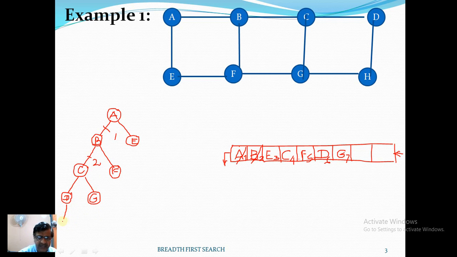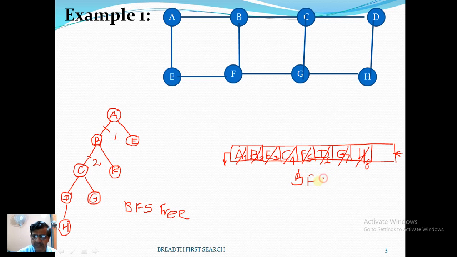At D, it connects only to H, because that is the only vertex that remains. So H is inserted into the queue as the 8th vertex, and E will be dequeued, then C4 will be dequeued, F5 is dequeued, D6 is dequeued, G7 is dequeued, and H8 is dequeued. This is how it moves. And as you might have guessed, this is called the BFS tree, and this is the BFS queue.